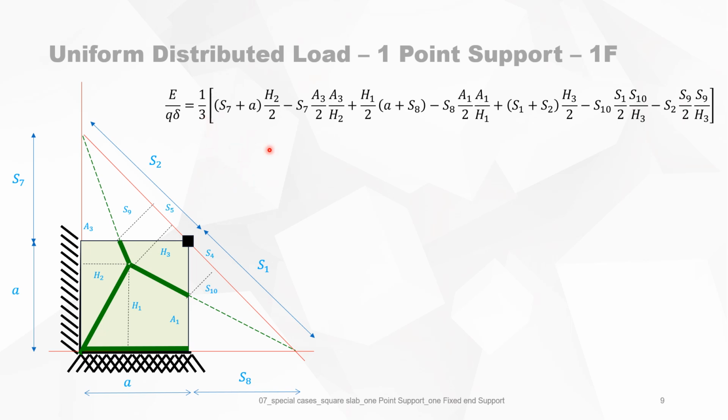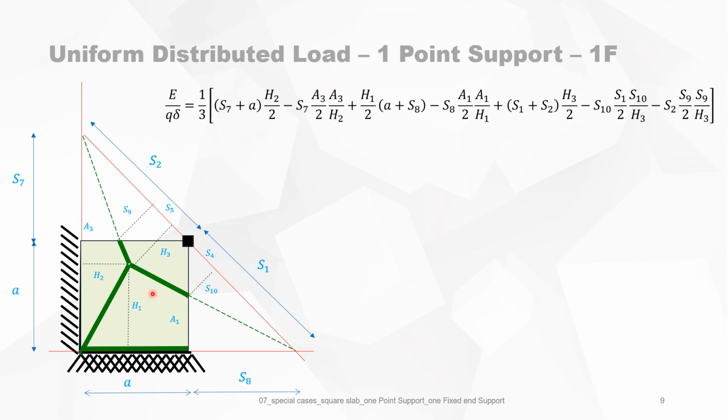So we can now look at the first portion, which is this triangle. So the base is S7 plus A times H2 divided by 2 for the surface of a triangle, minus this portion, which is S7 multiplied by A3 divided by 2, and the maximum deflection of this is, of course, A3 divided by H2. So that's this term here.